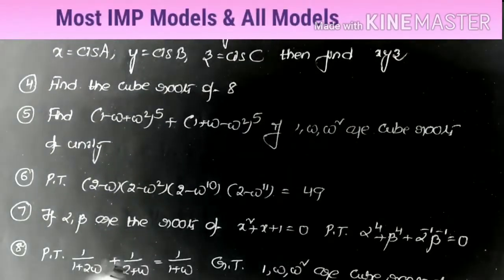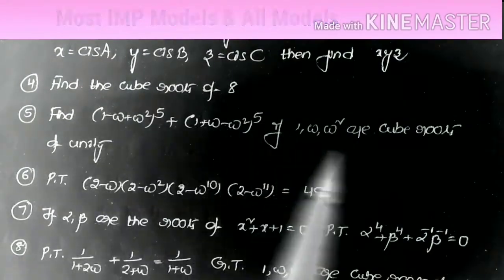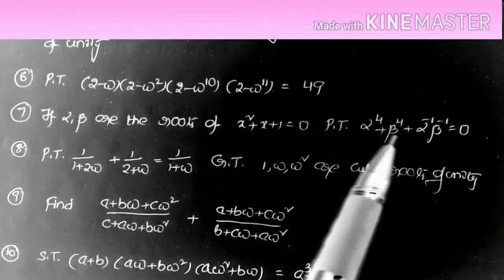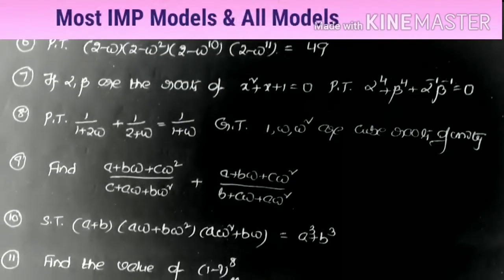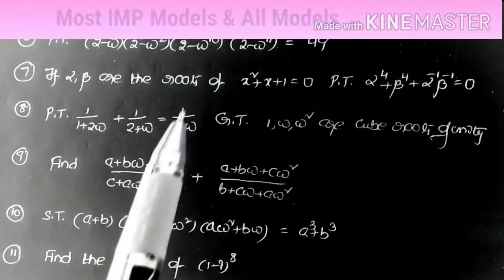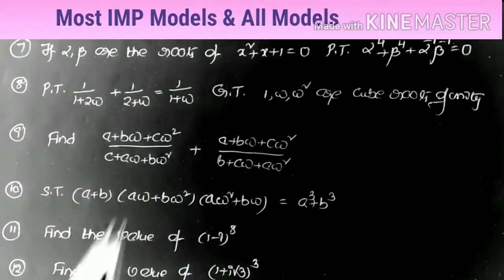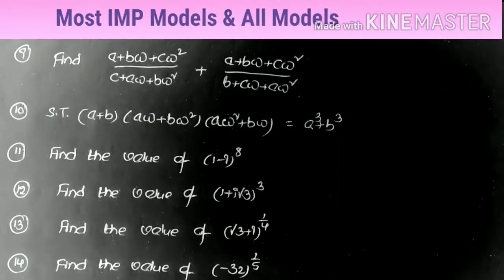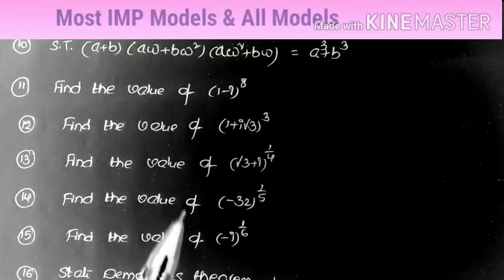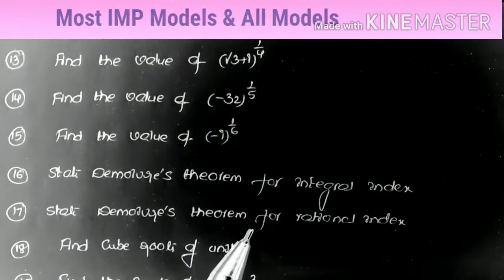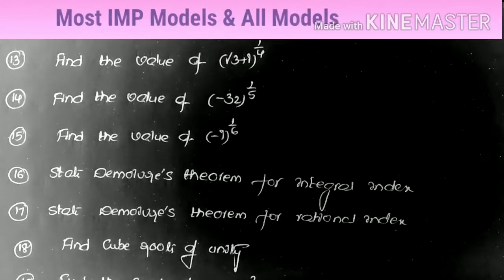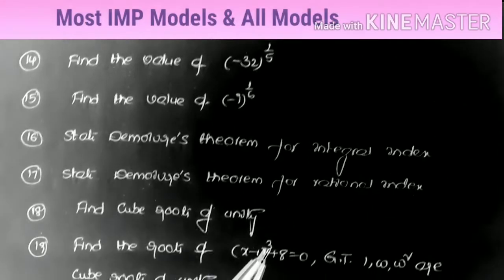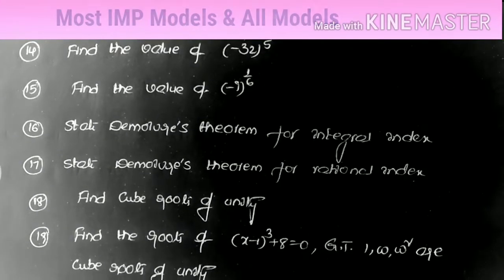And the next one, find the cube roots of 8 and find this value. And alpha, beta are the roots of this equation. Prove that this value is equal to 0 and prove that this value is equal to 1 by 1 plus omega, and find this value and show that this value is equal to a cube plus b cube, and find the values of all these expressions. State De Moivre's theorem for integral index and state De Moivre's theorem for rational index. And the next one, find the cube roots of unity.